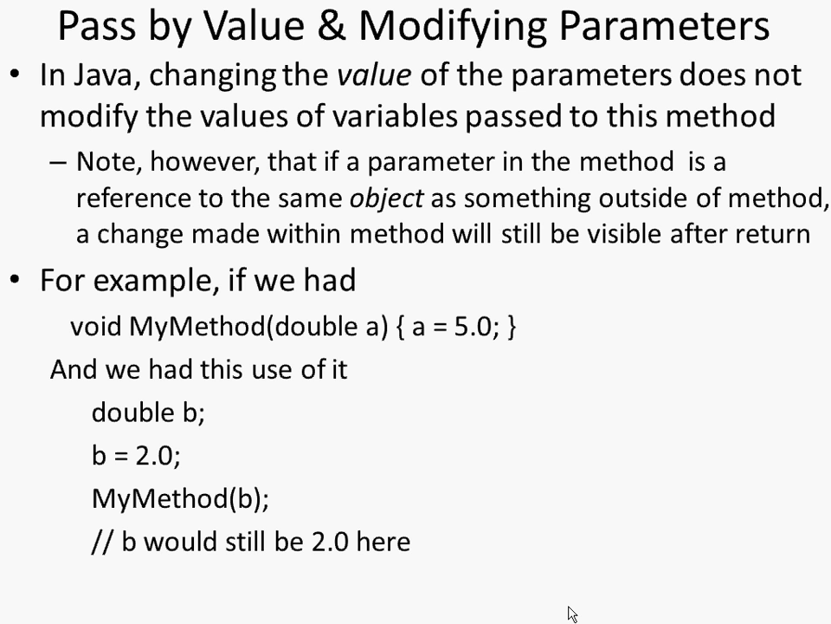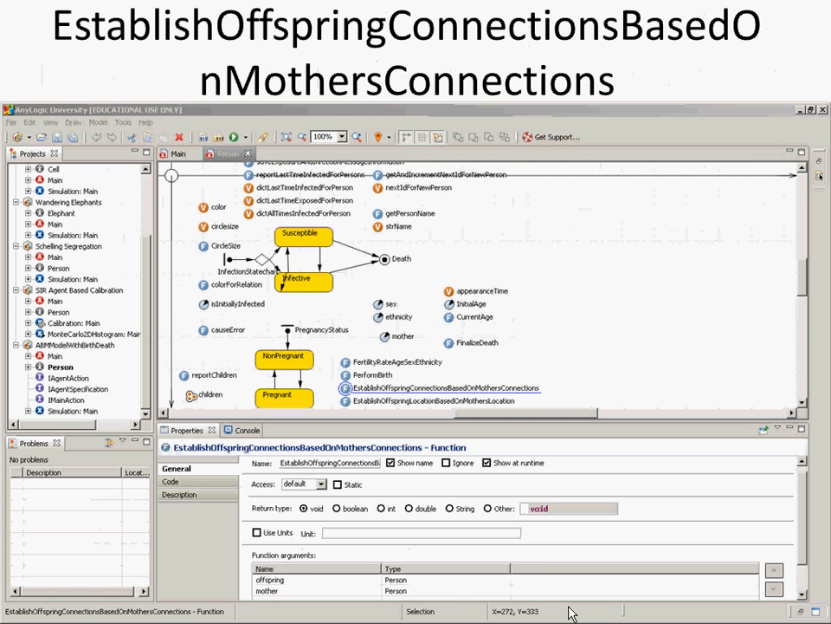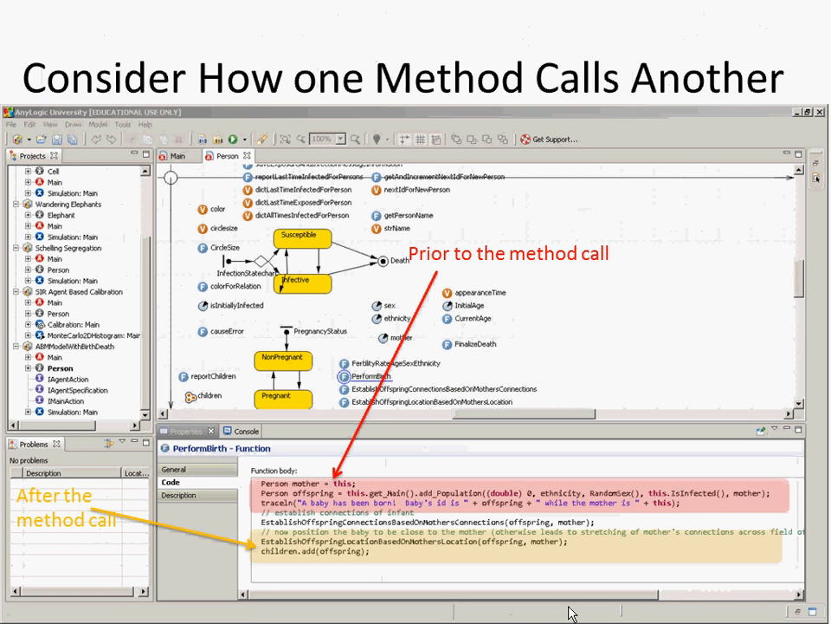So here's perform birth. We're going to come back to this example. Let's consider establish offspring connection based on mother's connection. You'll recall that perform birth called this. So prior to the method call, we have mother equals this, offspring equals this thing. This is in perform birth. We've got the mother. This is just another variable to name this. We're calling perform birth on the mother, and just to be clear about it, we want to say mother equals this. We could always refer to this instead of mother, but we want to emphasize this is the mother. I am the mother here, so we want to give it a nice name. So we have a variable that also holds a reference to whatever this refers to.